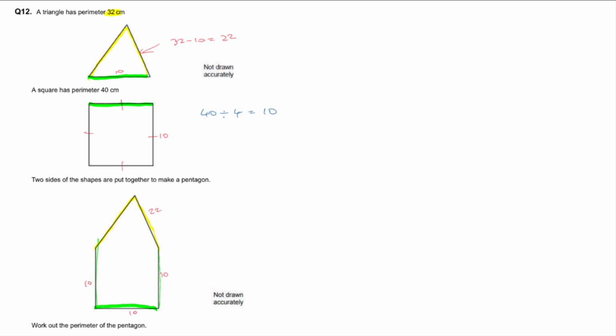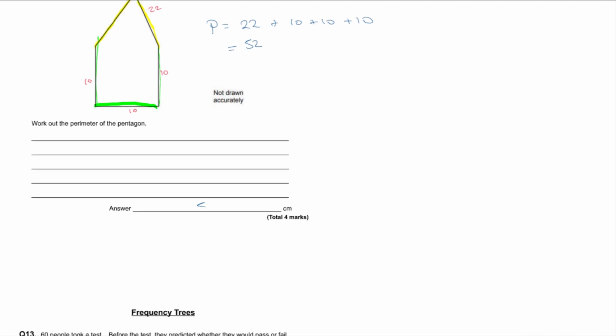That means I've got all the sides now, isn't it? I know all of them. So I know this perimeter is going to be the 22 from the two yellow sides, plus the 10, plus the 10, plus the 10 from the three external sides of the square. Okay, so what does that add up to? 22, 10, 10 and 10, that adds up to 52, isn't it? So that is my perimeter of this shape. This is going to be 52.